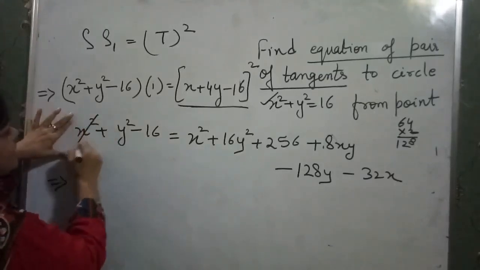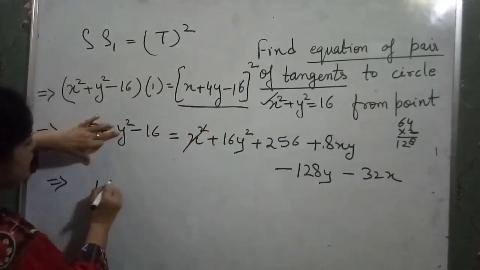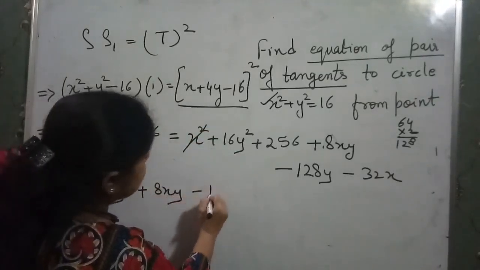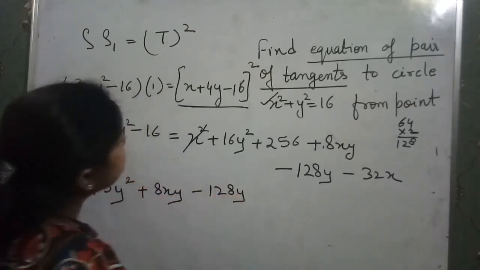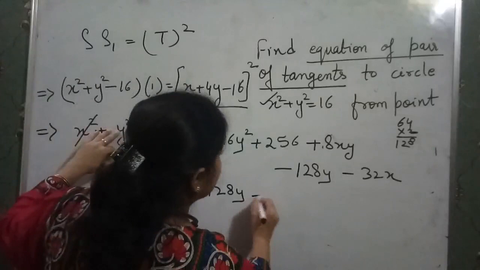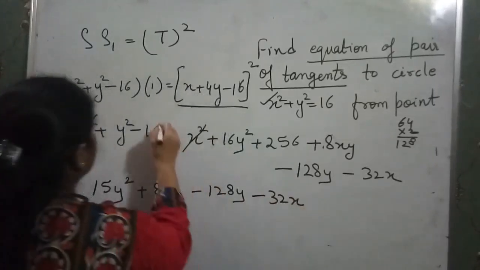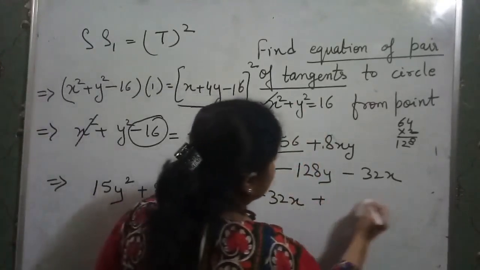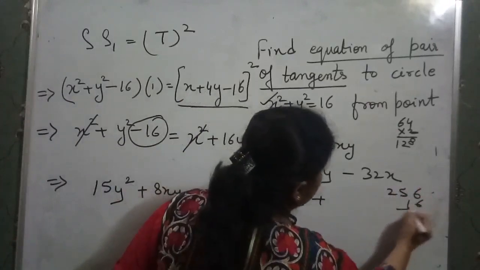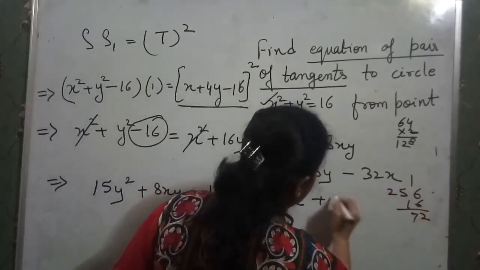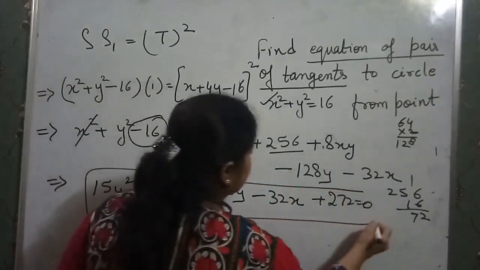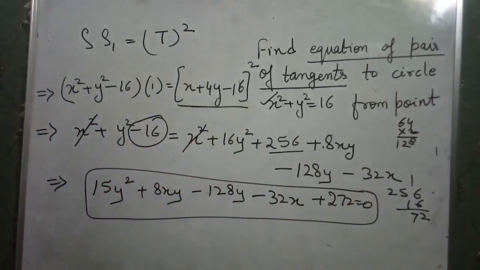So it gets cancelled. So we have 15y square plus 8xy minus 128y minus 32x minus 16 is here and 256 here. Then minus 16 goes here, it gets added up: 256 plus 16. We have 12, 5, 16, 17. That means 272 is equal to 0. Clear? In this way, we find the equation of the pair of tangents. I will take another case.